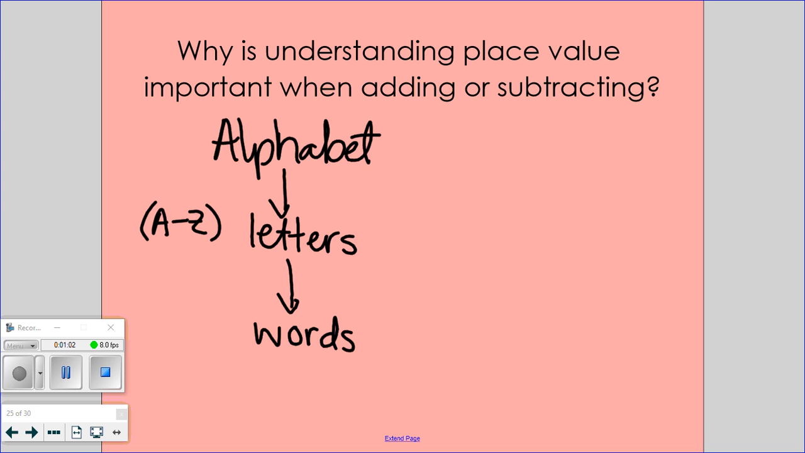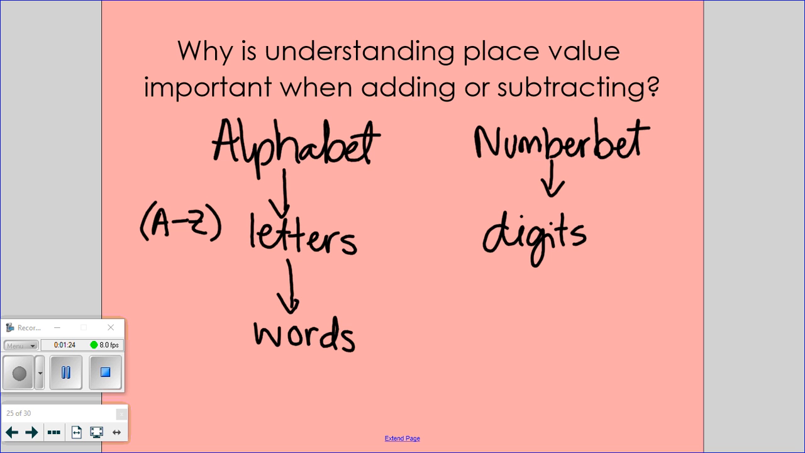You might not have known, but there is also a number bet. Similar to an alphabet, we have some letters, but we don't call them letters in the number bet. We call them digits, and they are the digits 0 through 9. So 0, 1, 2, 3, 4, 5, 6, 7, 8, 9. Those are all digits. Just like my letters, I can rearrange those digits to form numbers.